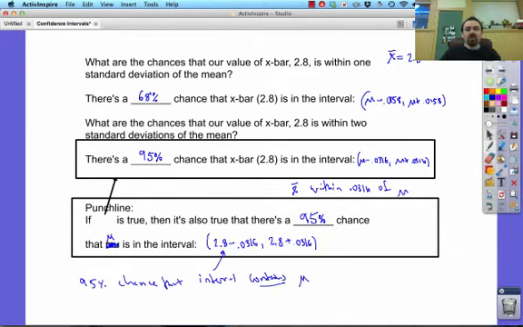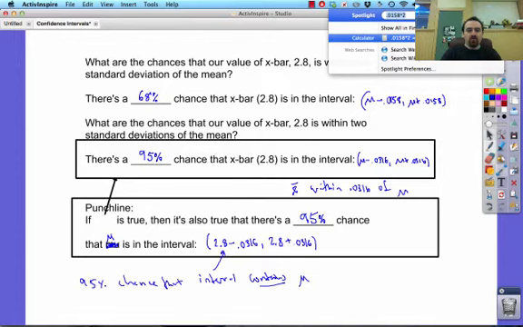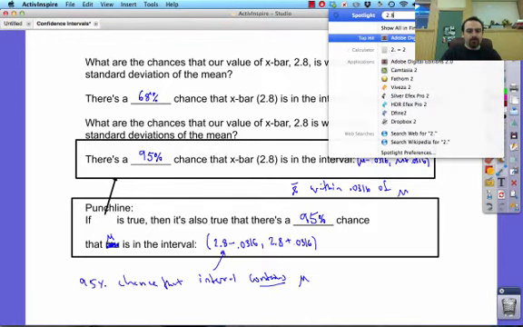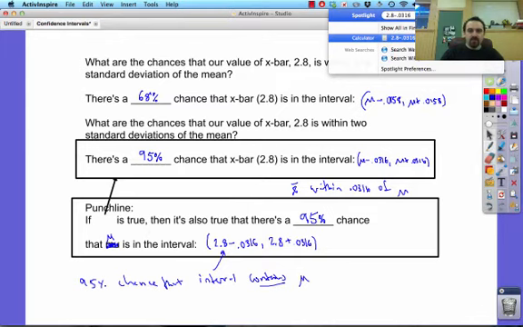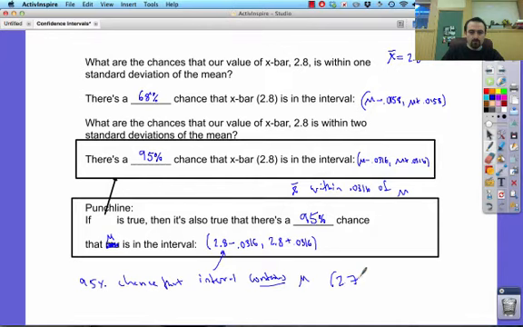Okay, so if you look at it, and I'll go ahead and quickly calculate, 2.8 minus 0.0316 is about 2.76, and 2.8 plus 0.0316 is about 2.83. There's a 95% chance that this interval contains the real average weight of a penny. Okay. All right.